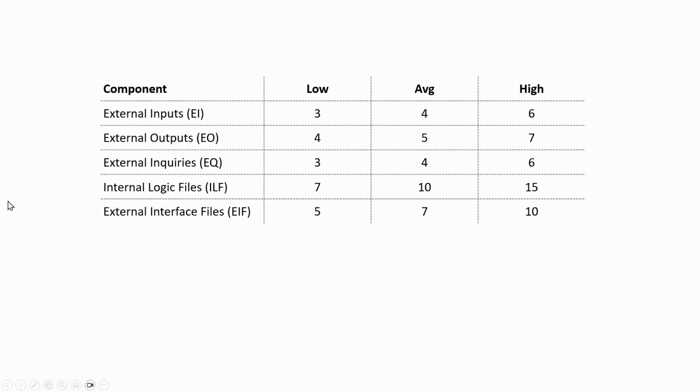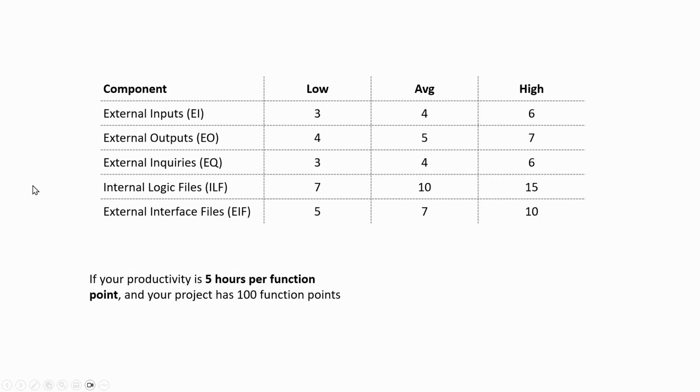So multiply average hours per function point based on your historical data or industry standards. For example, if your productivity is 5 hours per function point and your project has 100 function points, the estimated time would be 5 multiplied by 100, which is 500 hours. You can also estimate cost, resources needed, or team size this way.